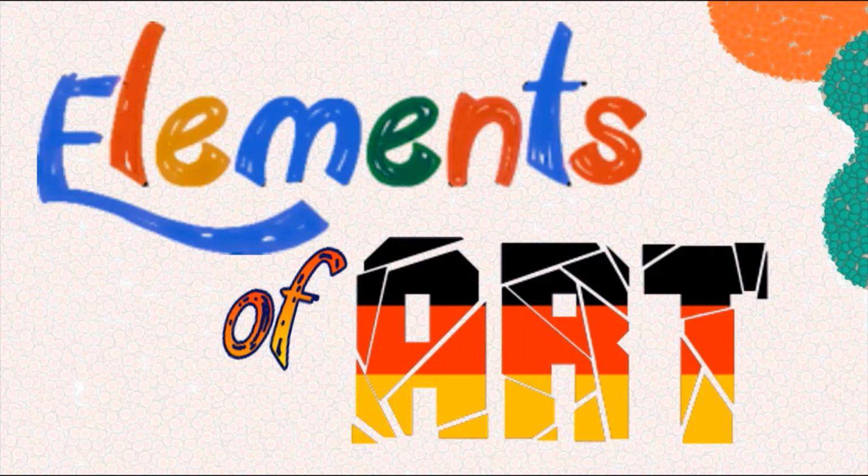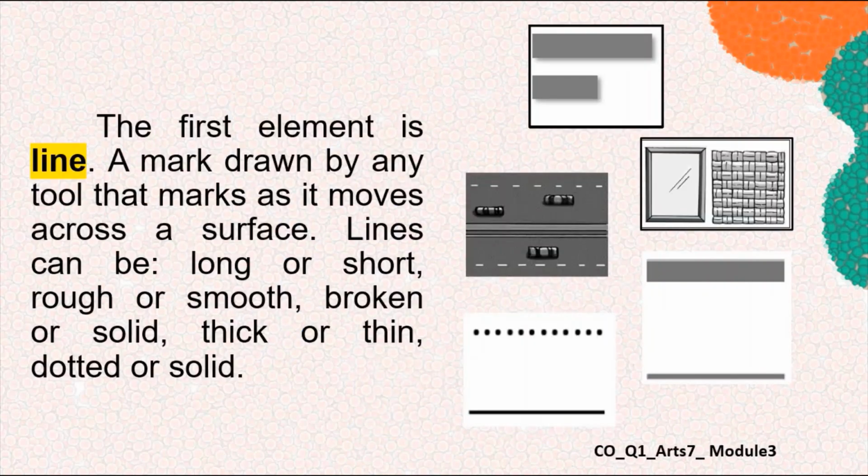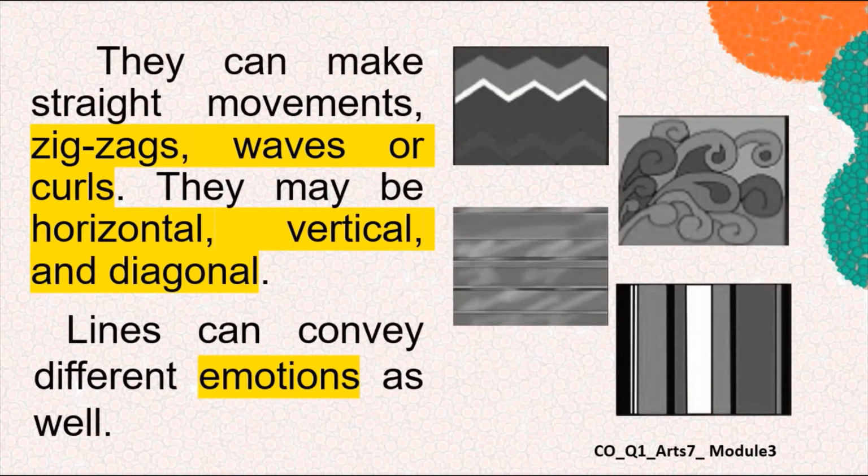Every artwork or art piece created comprises one or more elements, and of course, you need to know all of this first. The first element is line, a mark drawn by any tool that marks as it moves across a surface. Lines can be long or short, thick or thin, rough or smooth, dotted, broken, or solid. They can make straight movements, zigzags, waves, or curls. They may be horizontal, vertical, and diagonal. Lines can convey different emotions as well.